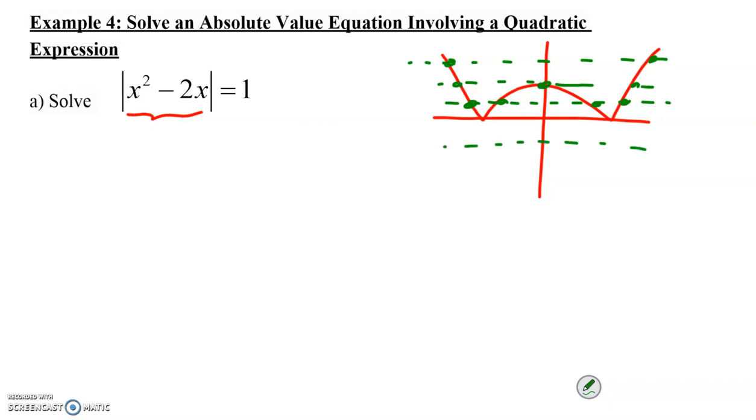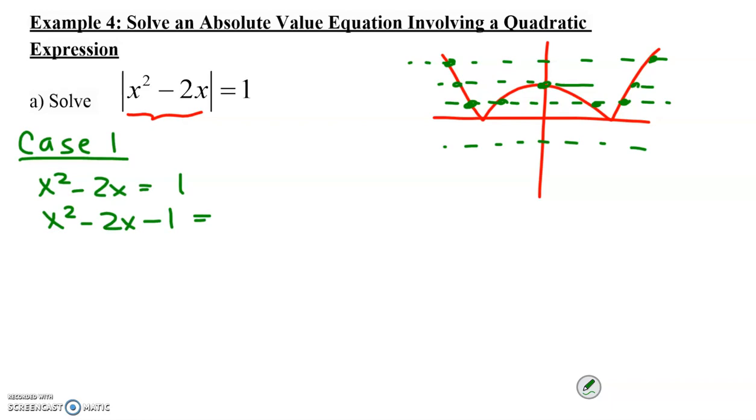We still go through our same thing with case 1 and case 2. So in case 1, we're going to take the positive, x squared minus 2x equals 1. And when I move the 1 over, we get x squared minus 2x minus 1 equals 0. Now, how do you solve this? Well, you have to go through and either factor or use the quadratic formula. This one does not factor, which means we're going to have to go through the quadratic formula.